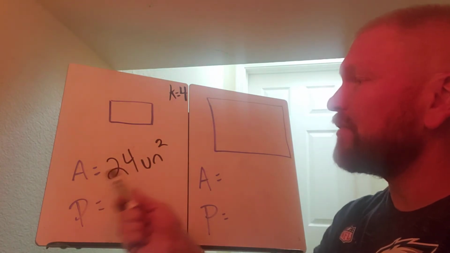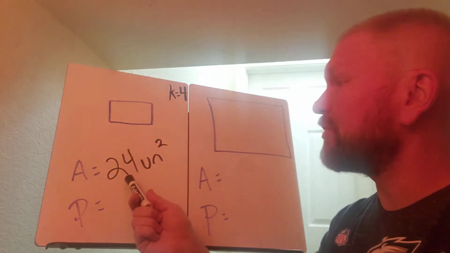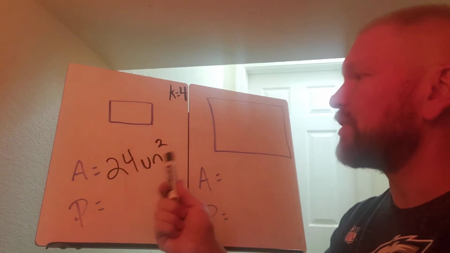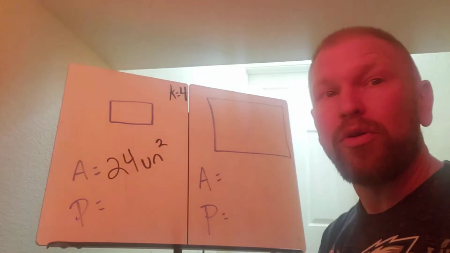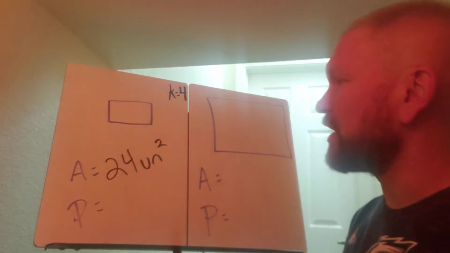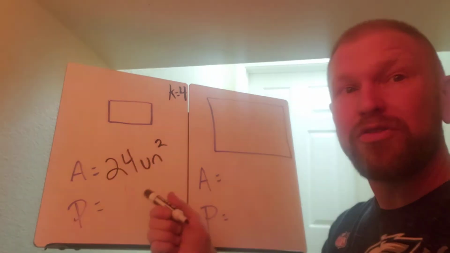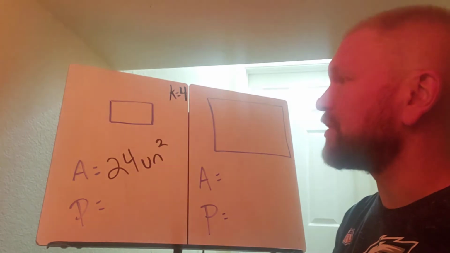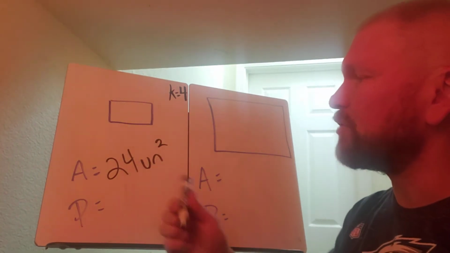Okay, so the area of this one was given as 24. So basically, we know that its length times its width must multiply to make 24. I wanted you to come up with possible integer side lengths for the length and the width. So you could factor 24 and find out what possible factors there are using integers to equal 24.